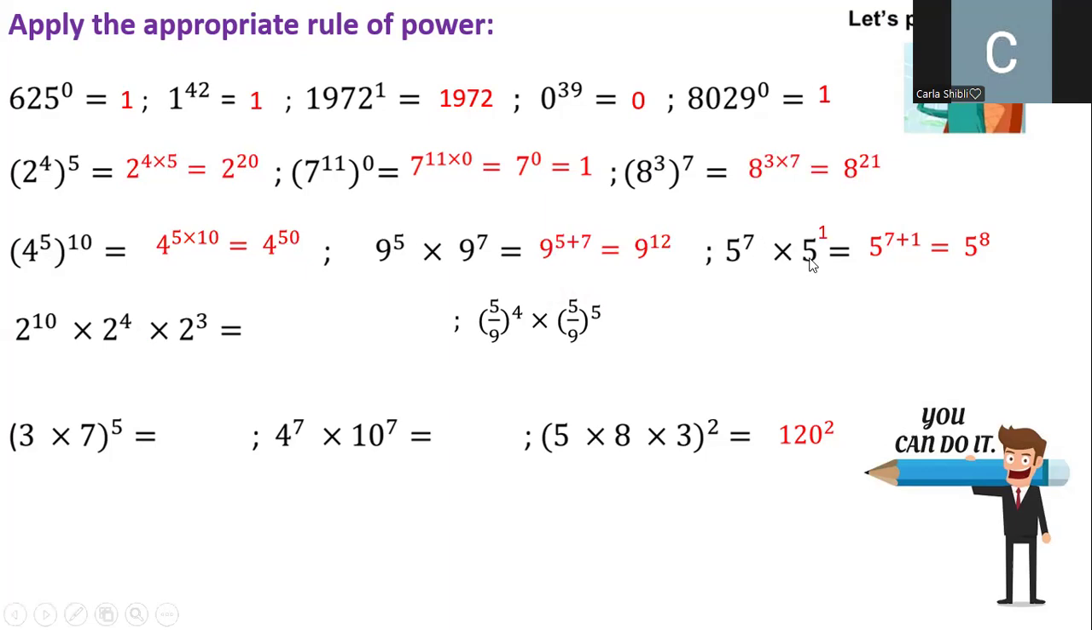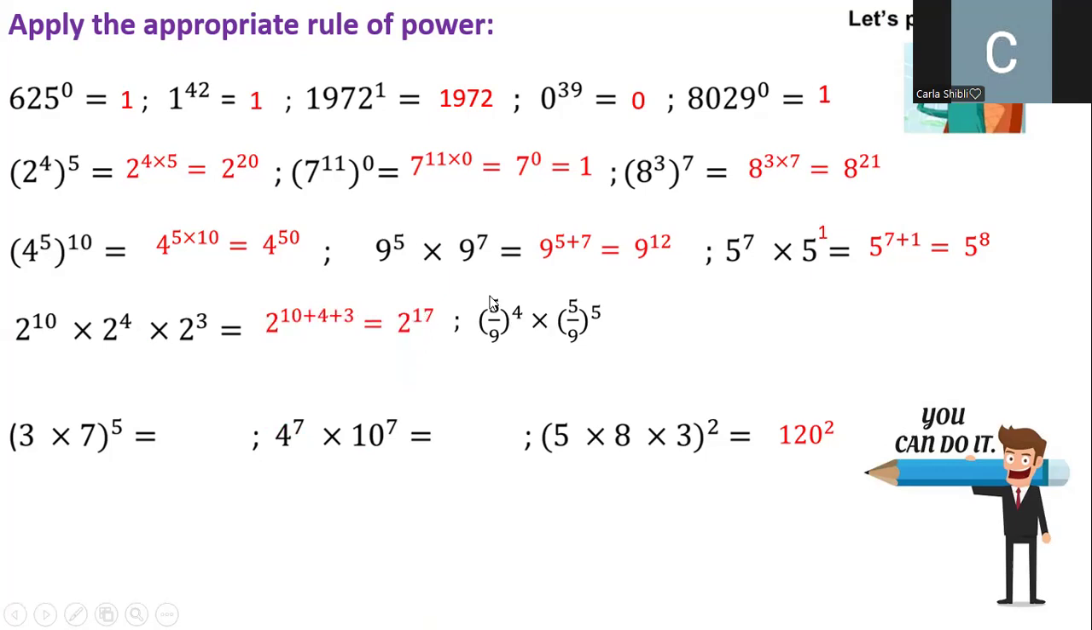5 to the power 7 times 5. Here the power 5 has no exponent, so any power having no exponent, we put it to the exponent 1. So I am multiplying two powers having same bases, different exponents. 5 to the power 7 plus 1 is equal 5 to the power 8. Also, if we have three powers having same bases, different exponents, I keep the base 2 and I add the exponents, 2 to the power 17.